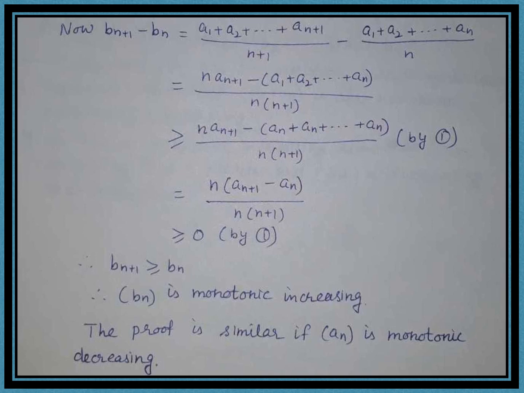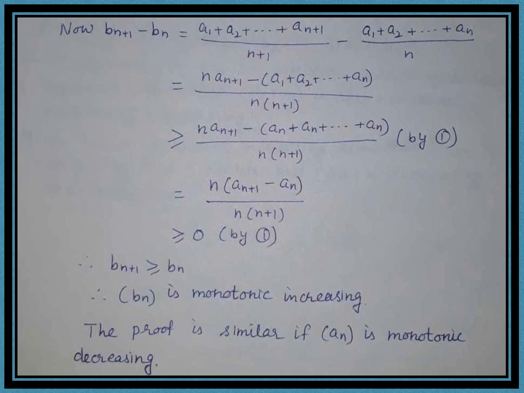Taking the terms as n times a(n+1) minus (a1 plus a2 plus etc. plus an). We know that it is monotonically increasing. We know that a1 is less than or equal to an, a2 is less than or equal to an, etc. Therefore, it becomes greater than or equal to n times a(n+1) minus n times an. So on simplification, we find that b(n+1) is greater than or equal to bn. Therefore, we proved that sequence bn is monotonic increasing.